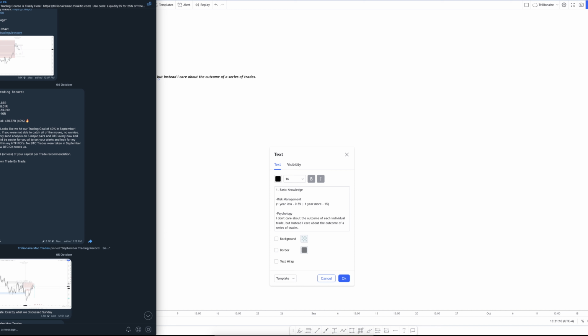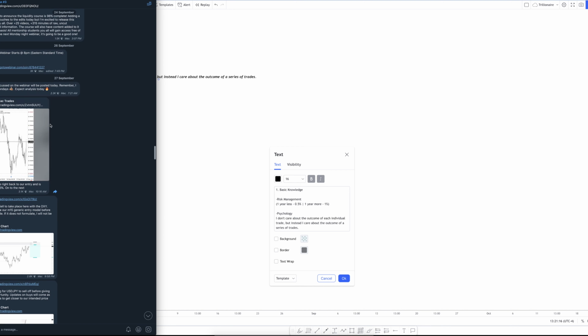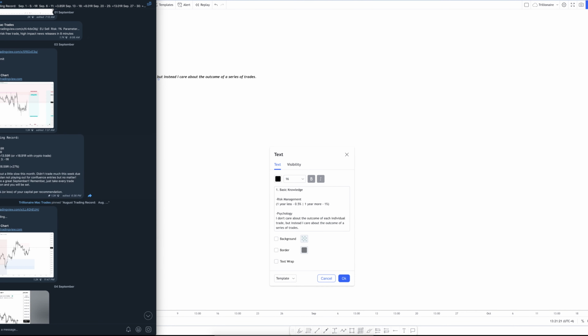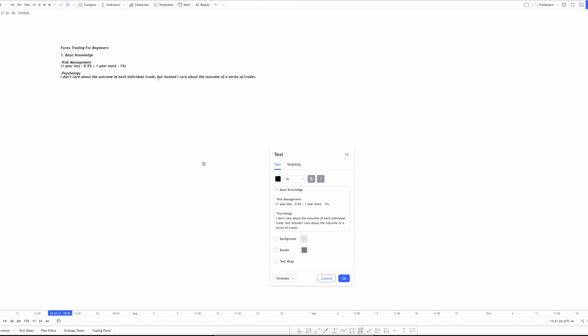So in September, 39%, right? You guys know that. In August, if we scroll up to August, you guys will see August trading record as well, right? 27%. Once you start to build consistency, then you can say, you know what? I don't care about the outcome of my series of trades, because I know at the end of every single series, I'm going to end up on top, right?